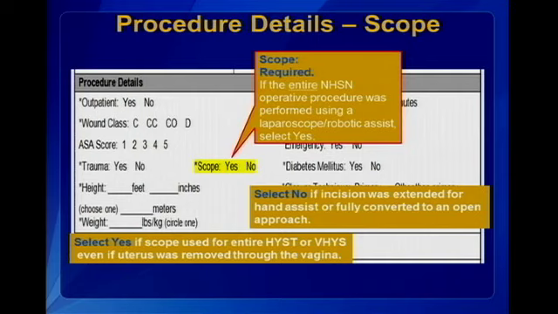If a scope was used for an entire hyst or vag hyst, but they then just remove the uterus through the vagina, that's still a scope procedure. The fact that they had to actually remove it does not make it not a scope procedure.